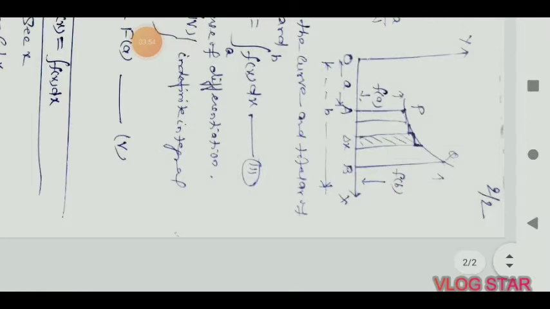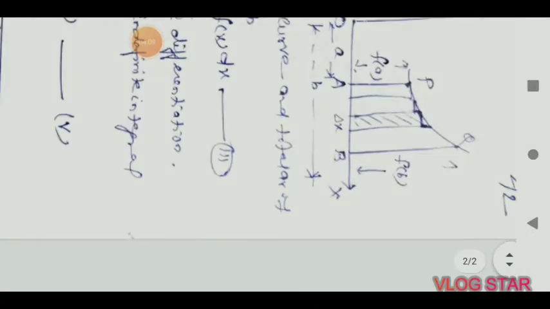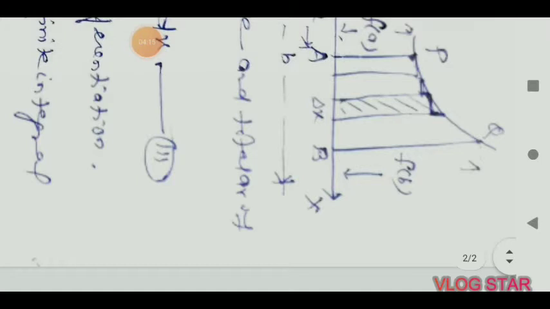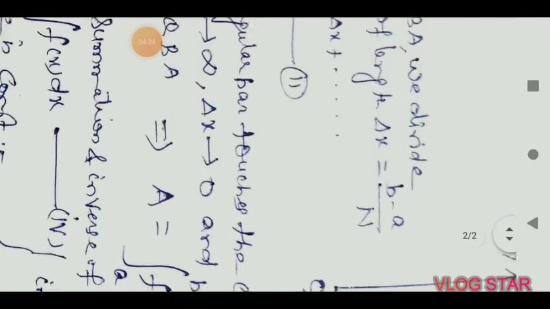Now when we sum up these strips up to n numbers, that will give the area of PQBA, but its area will be a little bit less than the actual area. The reason behind this, you see, is that at each strip some triangular part is left, which is not counted in the rectangular strip's area, so that area will be less.